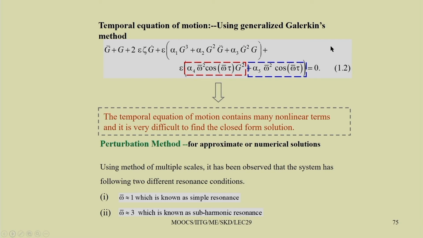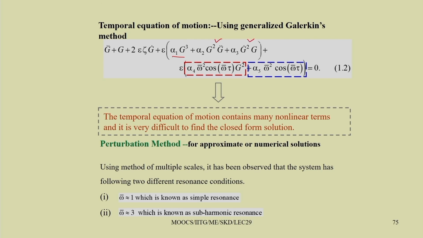Using this Galerkin method, he has reduced this equation to this form, that is G double dot plus G plus 2 epsilon zeta G dot plus epsilon into alpha 1 G cube plus alpha 2 into G square G double dot plus alpha 3 into G dot square G. Here only single mode approximation is taken. By taking the single mode approximation, we get these nonlinear terms. This part is the cubic nonlinear term and these two are the inertia nonlinear terms.